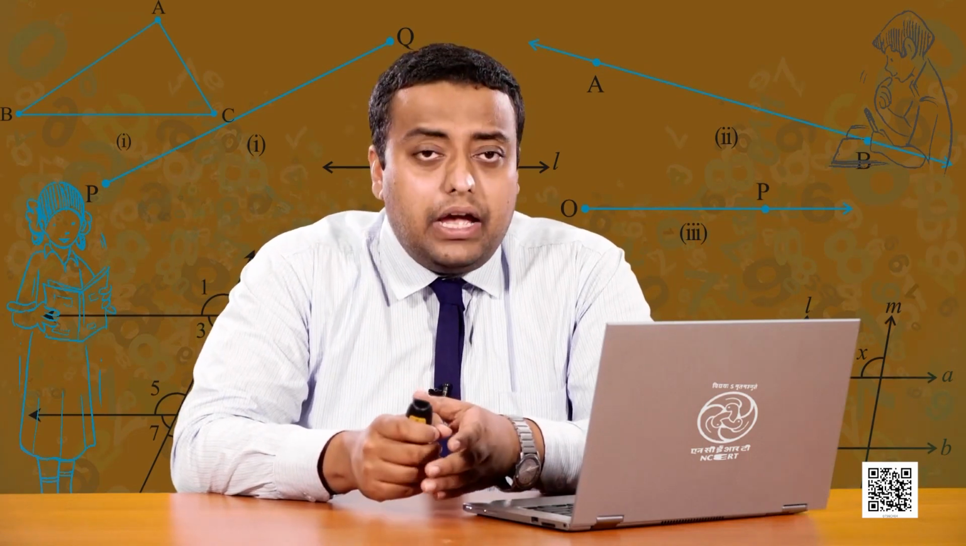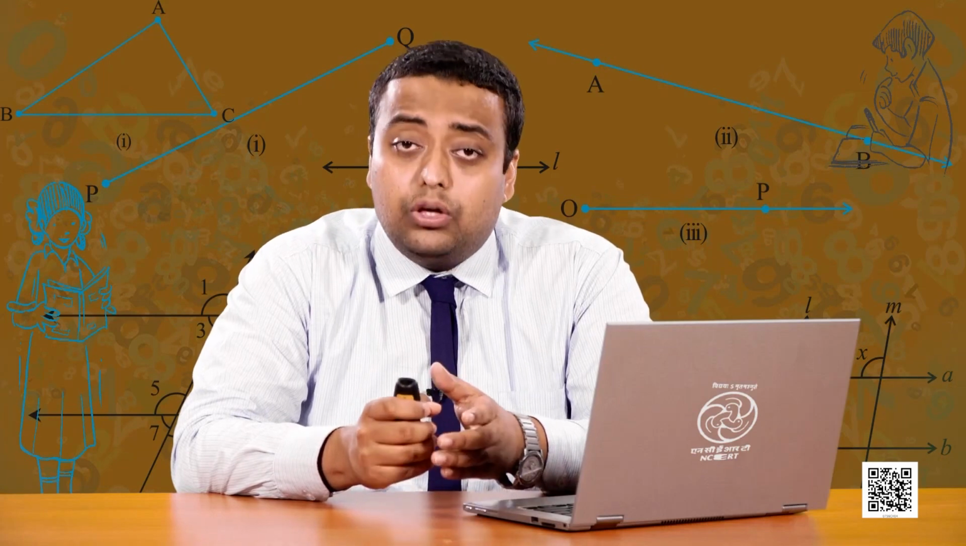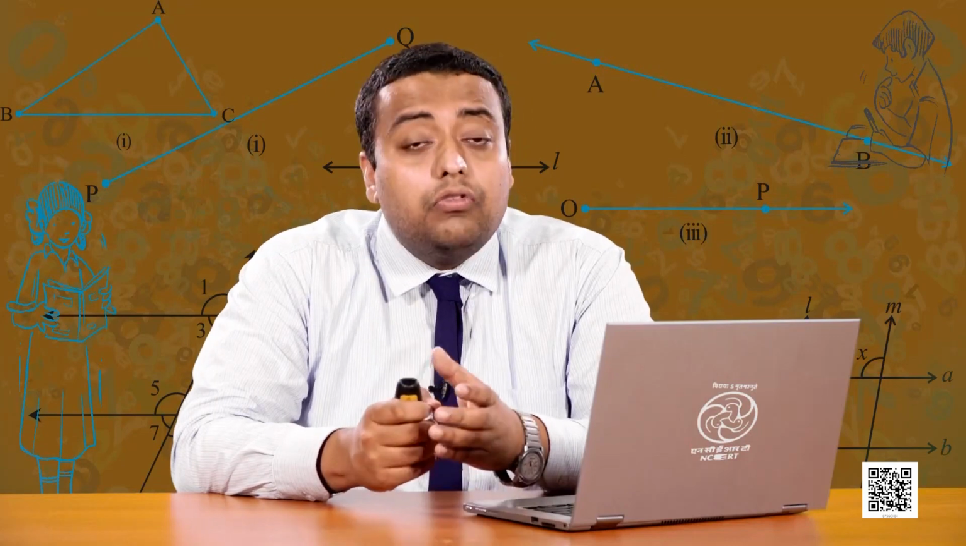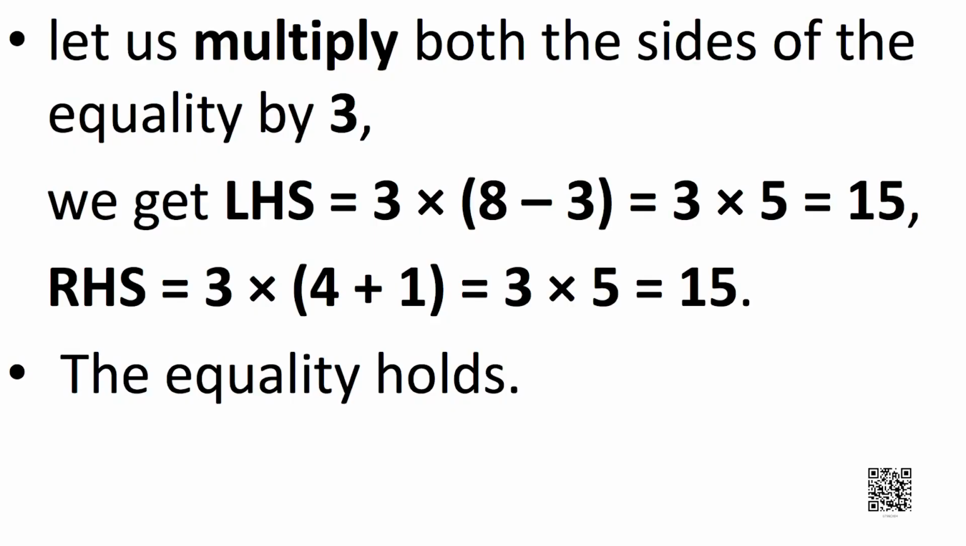Similarly, if we multiply or divide both sides of the equality by the same non-zero number, it still holds. For example, let us multiply both the sides of the equality by 3. What will we get as LHS? We will get 3 multiplied by 8 minus 3, equal to 3 into 5, equal to 15. Now in the RHS we will see 3 multiplied by 4 plus 1, equal to 3 into 5, equal to 15. Therefore, the equality holds.